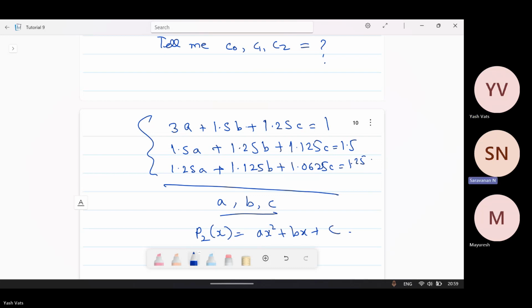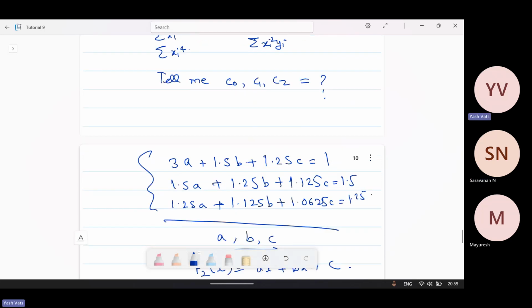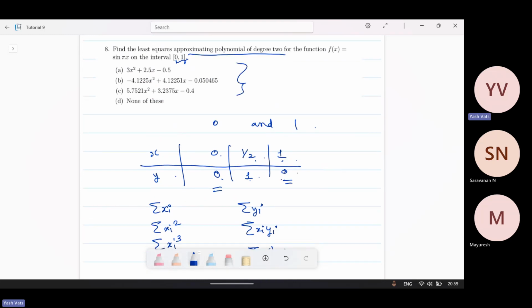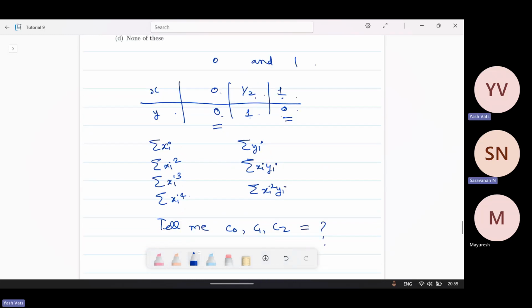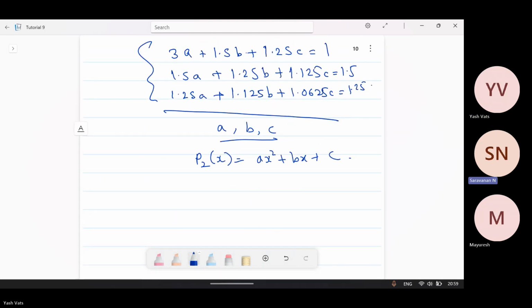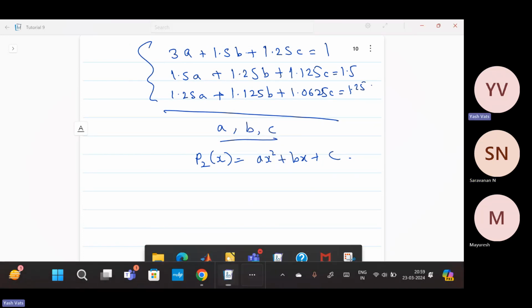And then you can substitute whatever value, and you can check the options. So directly we will get that equation, right? Yes, that is correct.